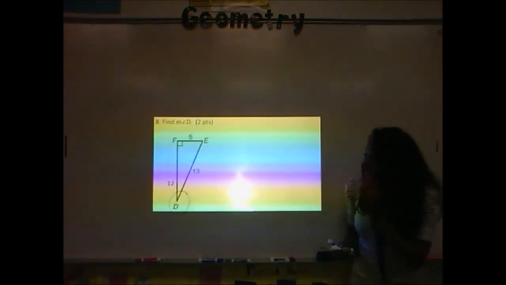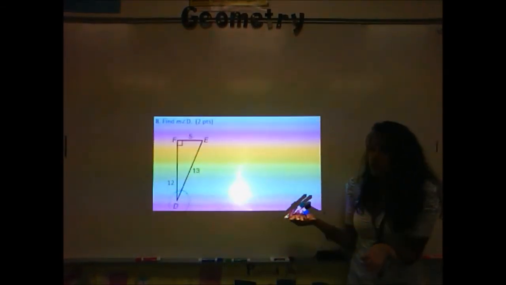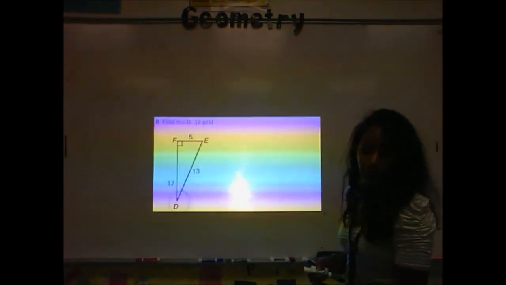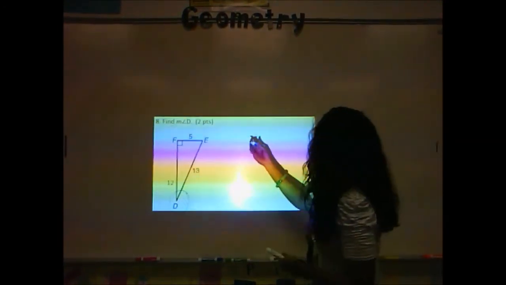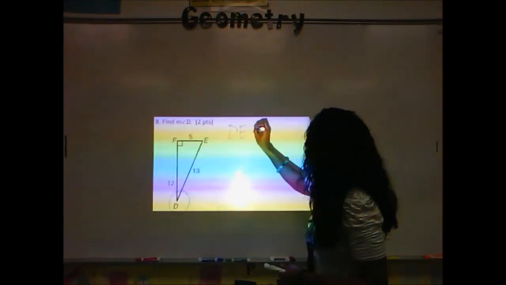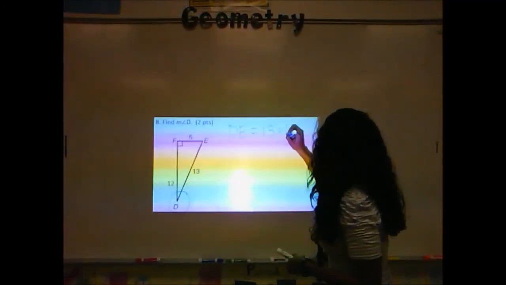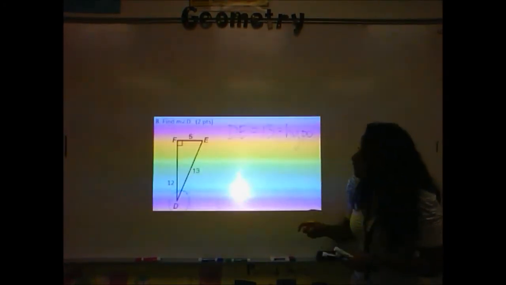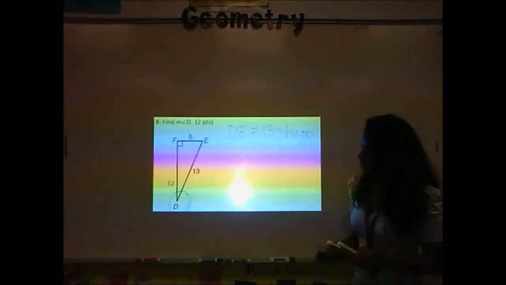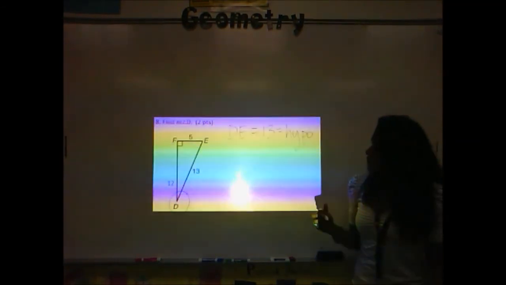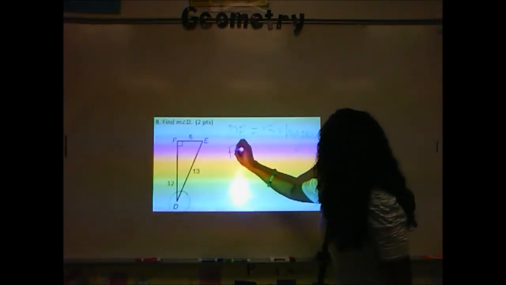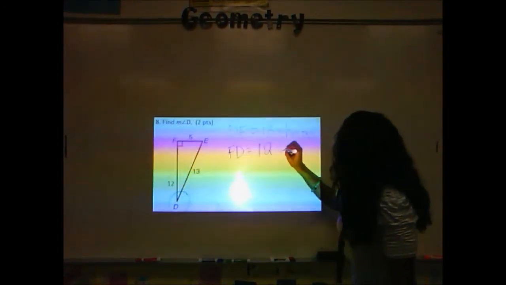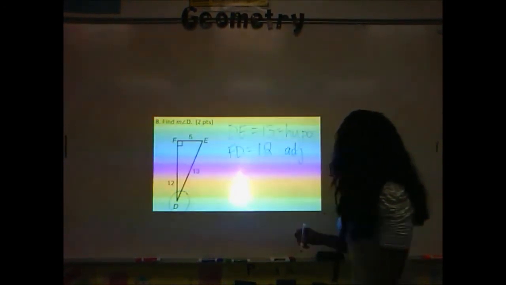Measure of angle D. What's DE in this triangle? The hypotenuse. So DE is equal to 13, and it's the hypotenuse. How is side FD related to angle D? It's adjacent, and it measures 12. So we have hypotenuse and we have adjacent.